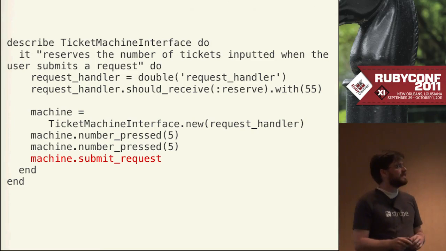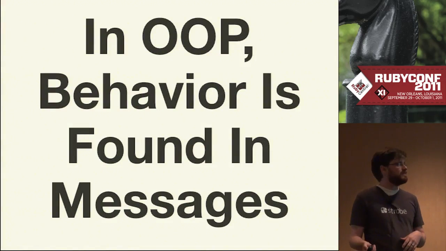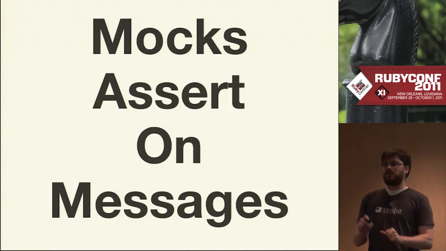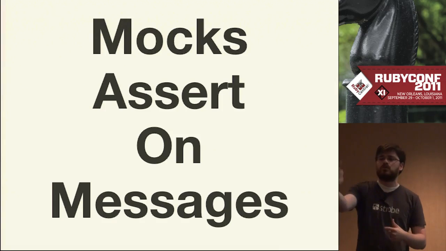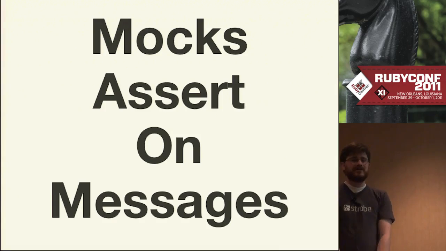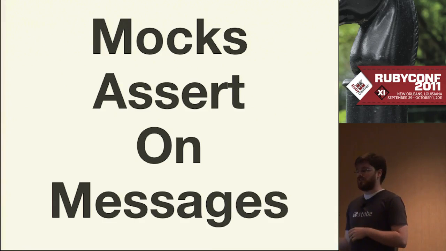Here's the key idea. In OOP, behavior is found in the messages. And so we don't want to assert on the state of an object. We want to assert on the messages going between the objects. And in order to be able to do that, we replace real objects with fake objects, or mock objects, in order to be able to assert on those messages.